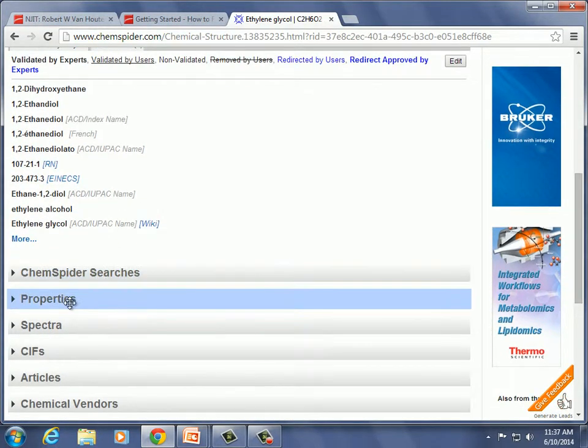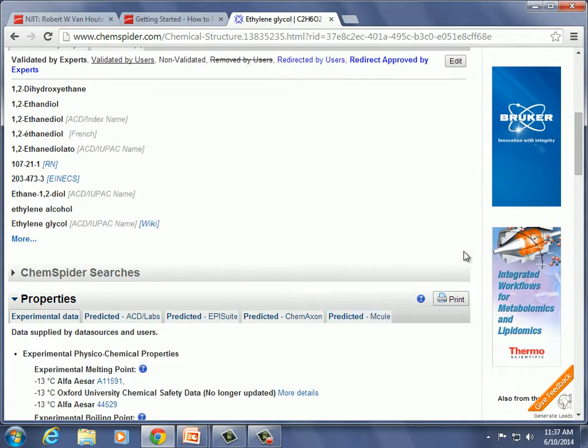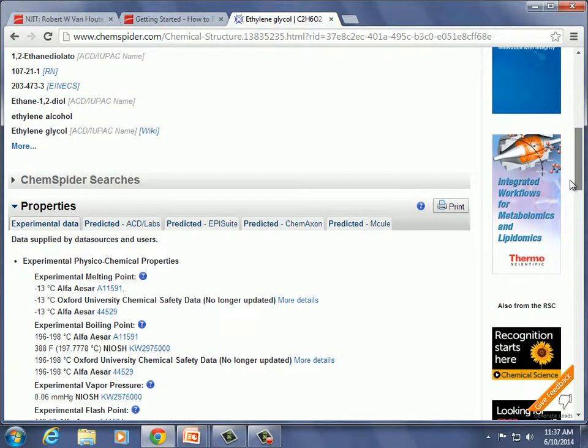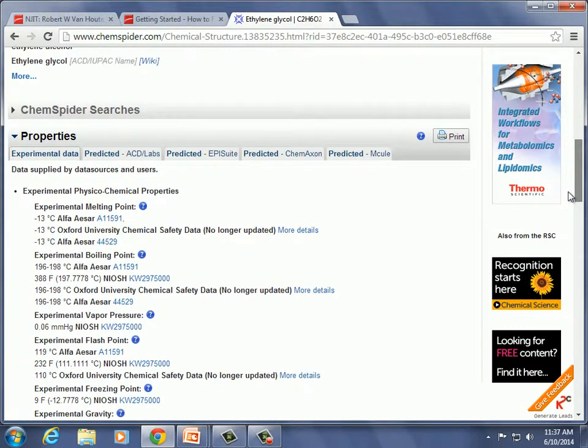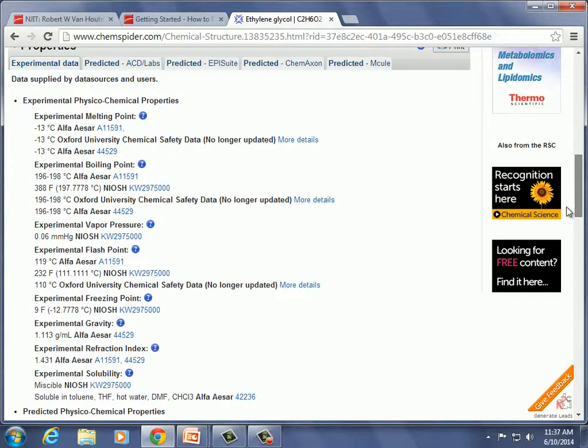I look under here, properties, and it gives you a melting point, boiling point, flash point. Experimental gravity: the specific gravity is the same as the density, so that's what it is, 1.113 grams per milliliter. That's the density of ethylene glycol.